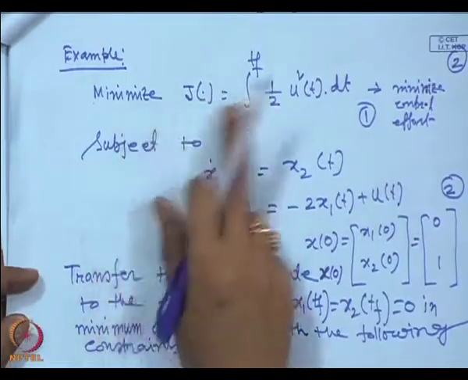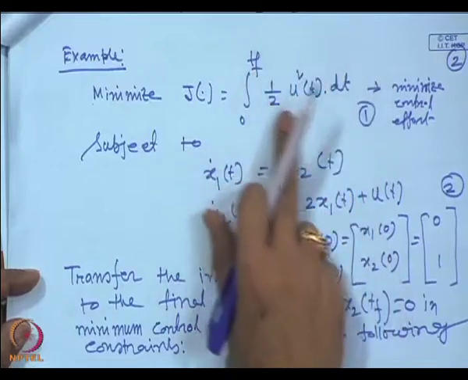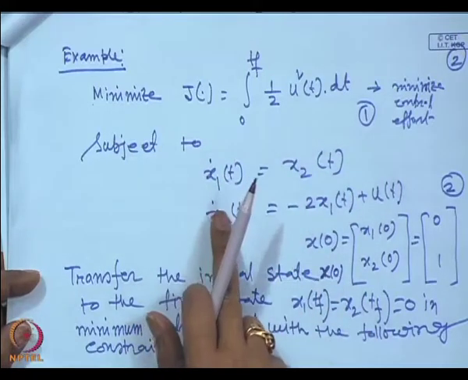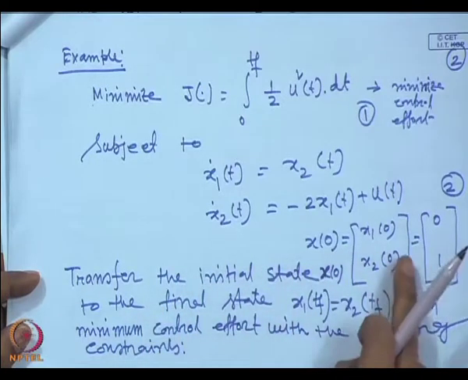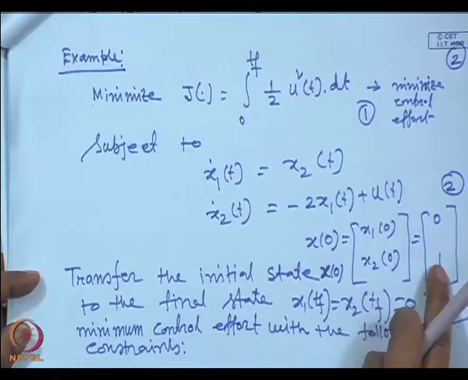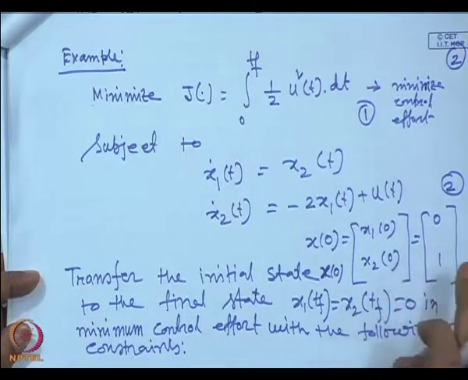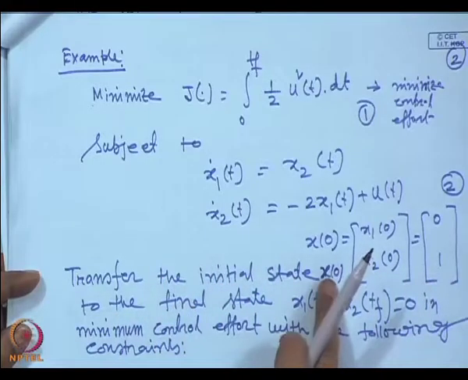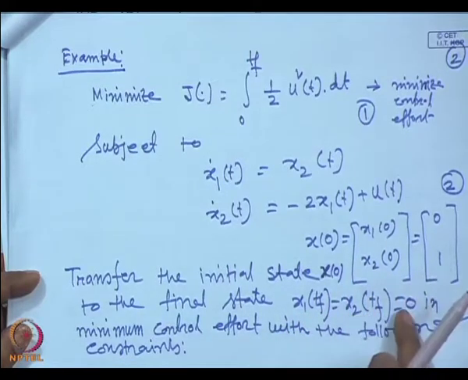We have an objective function: minimize the control effort, subject to the dynamic equation of the system and the initial condition. Our job is to transfer the initial condition, by using a suitable control strategy, so that it satisfies our input constraint as well as the state constraint, to transfer the state from x 0 to the final state, x 1 T f and x 2 T f being 0, meaning at the origin.